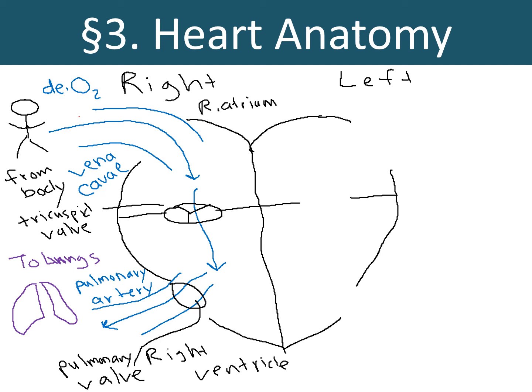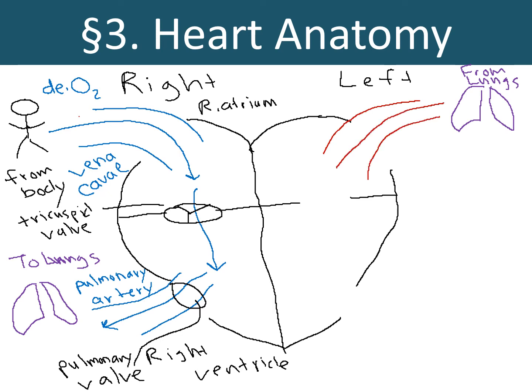Okay, blood has now picked up oxygen from the lungs, and it's going to come back to the heart to be pumped to the rest of the body. I'm going to redraw the lungs up here. So blood's going to come from the lungs, where it's now oxygenated. I'm going to draw the blood now red to represent oxygenated blood. So oxygenated blood comes from the lungs and enters this upper left chamber, which is the left atrium.